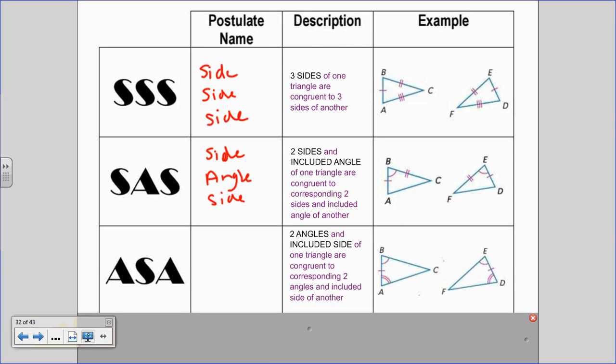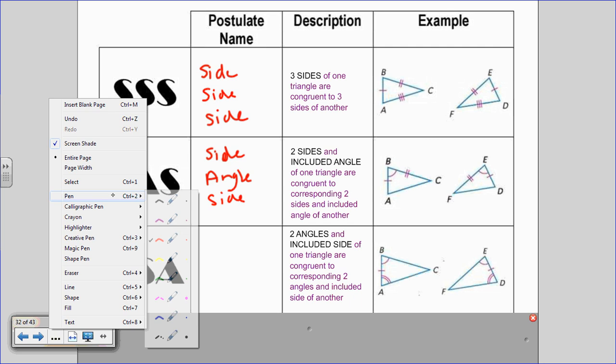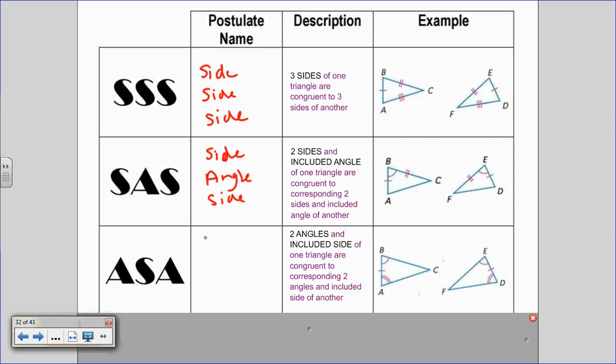And then we have angle-side-angle, where you have two given angles with an included side. So notice the S is in the middle, so that means the side should be between the two given angles. So in our example, we have angle B and angle A, where side BA is between. On the other triangle, you have angle E and angle D with side ED in between. So again, included means in between.